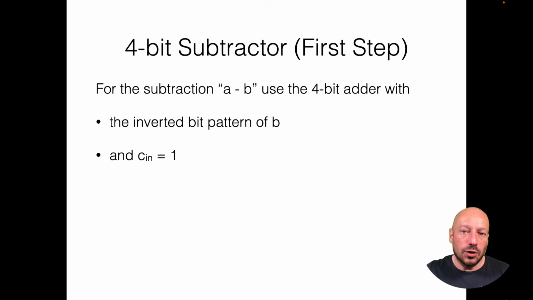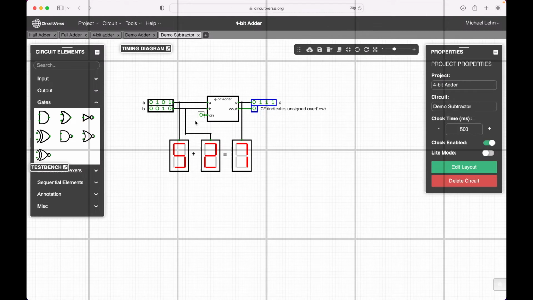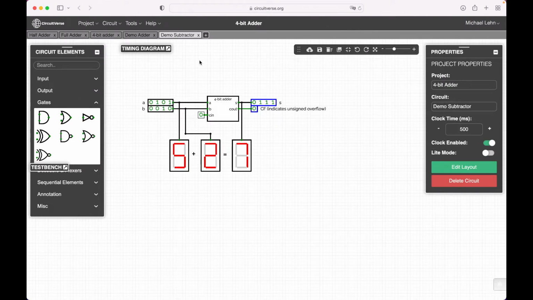But now let me first show you how you can realize this recipe in Circuitverse to better understand what actually needs to be understood in more detail. So here in Circuitverse I basically just created a new demo circuit for the subtractor. Currently it's just a copy of the demo for the adder, but I also added this fancy hex display so that we see now, for example, that it's currently computing 5 plus 2 equals 7, which is correct.